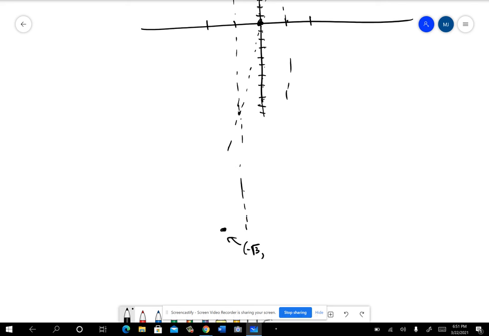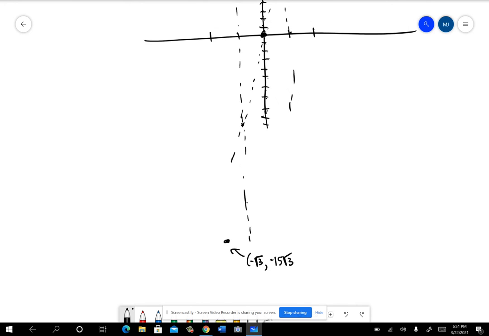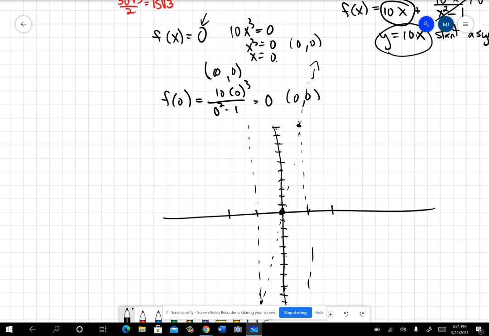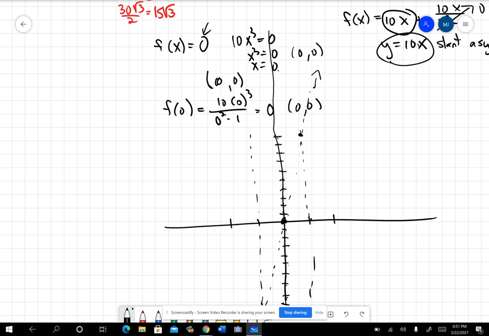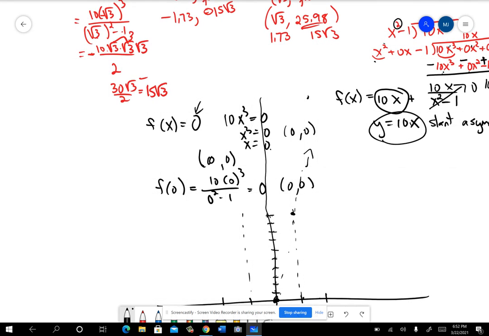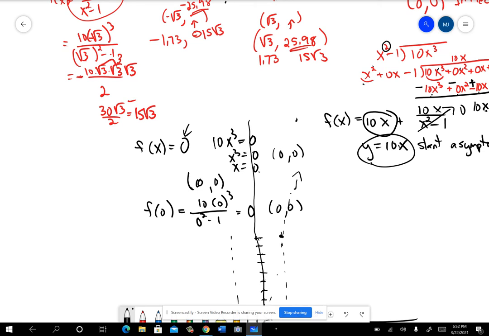So negative square root of 3, and then it was -15 square root of 3, right? All right, and then this one, same deal, but I'm going to be way up here. If that's 10, this is about 20. It's going to be even higher than that, way up here somewhere, and that's going to be the maximum value. So that's going to be where square root of 3, 15 square root of 3 would be.